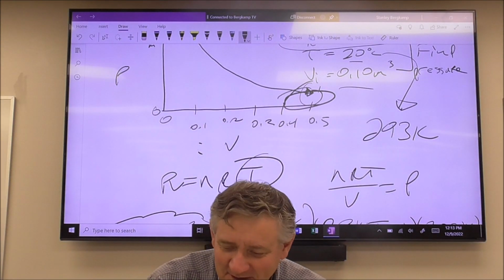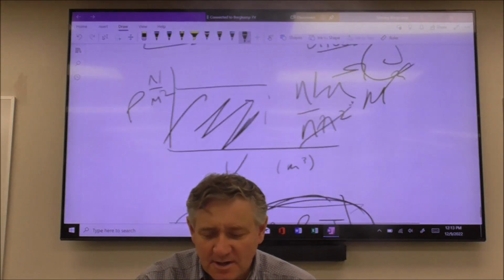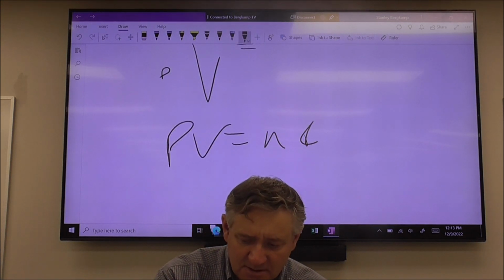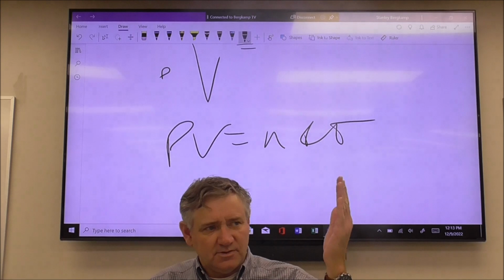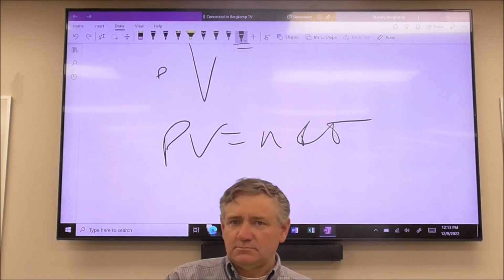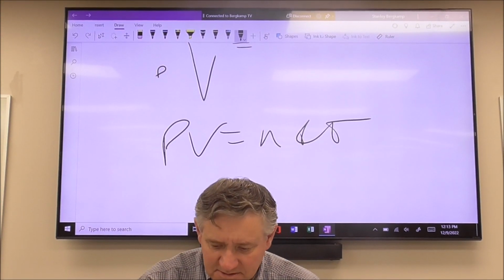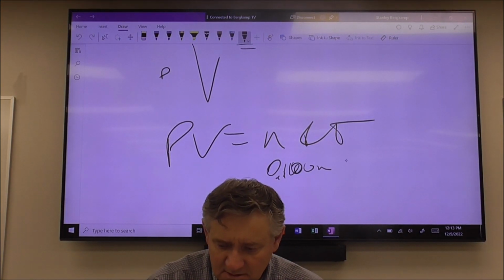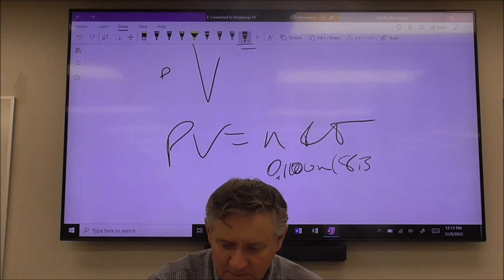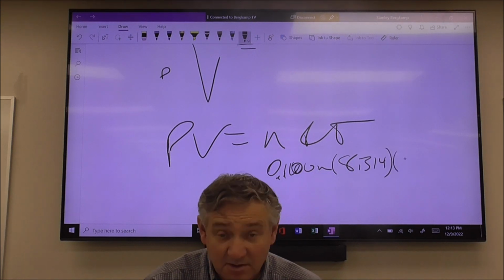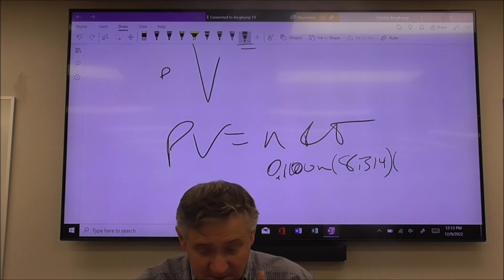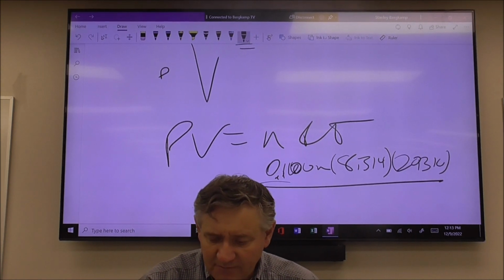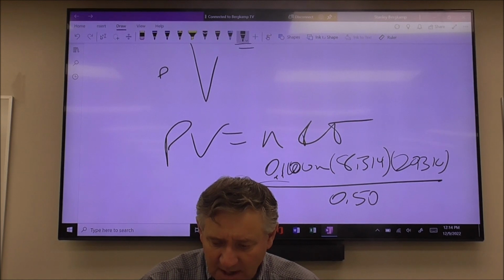Okay. So could I go back to PV equals nRT and find the new pressure? Yes. I still have 0.1 moles. I've still got my R value, 8.314. I'm still at the same temperature. This is going to be critical. I'm still at the same temperature of 293. But now my volume is going to be 0.5.